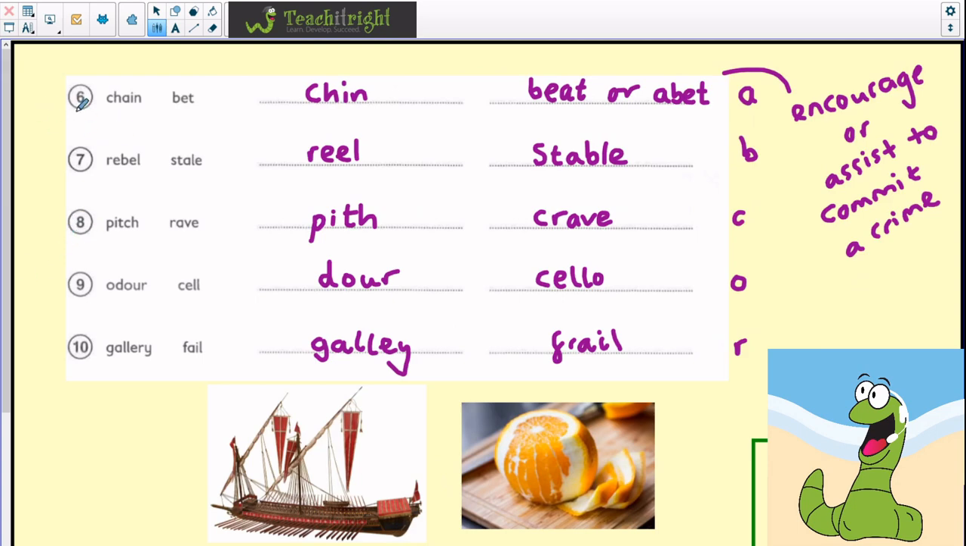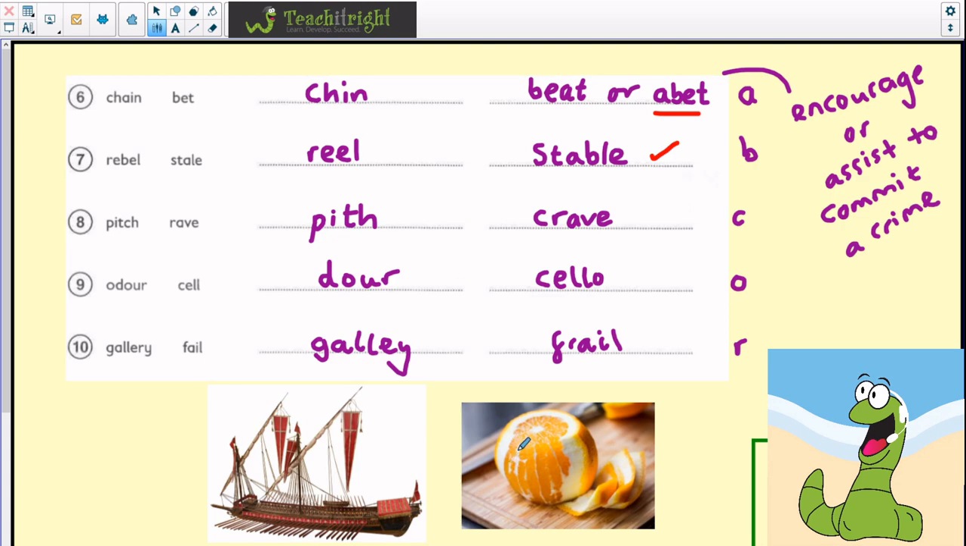And then the second part of this particular section, we've got chin, and then we could either make beat or abet. If you abet, you encourage or assist to commit a crime. So abetting is when you're encouraging someone to commit a crime. So that might be a new word for you. Then we've got rebel and stale, and that becomes real and stable. Then we've got pitch and rave, becomes pith and crave.